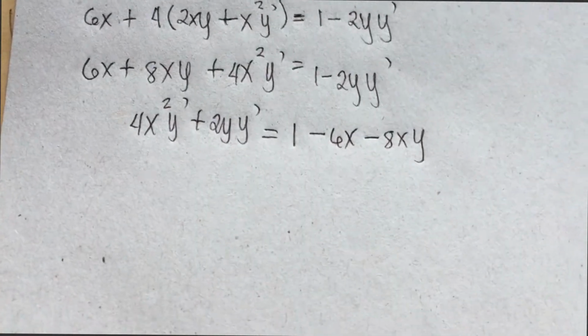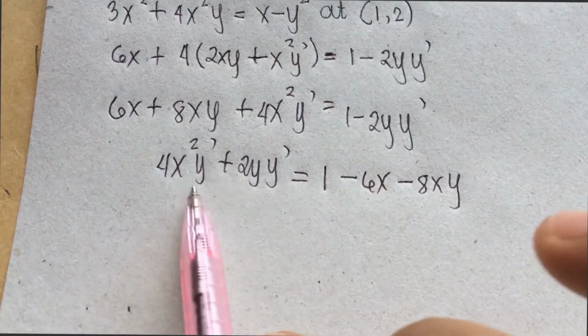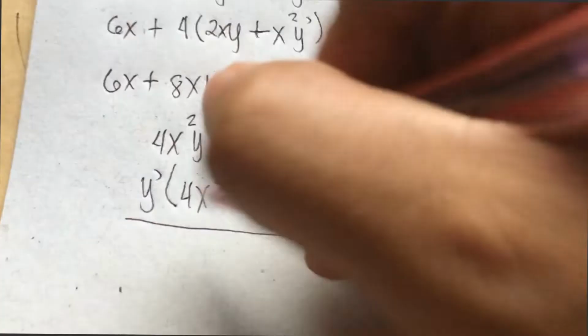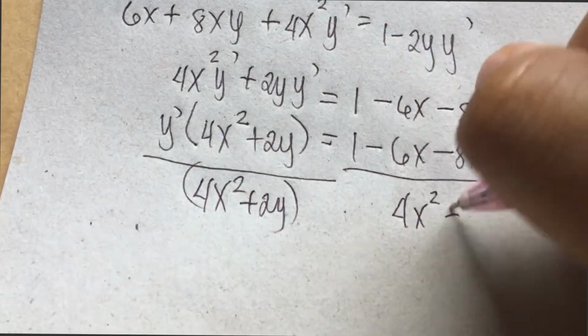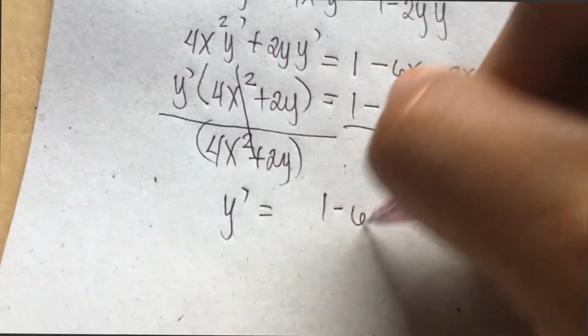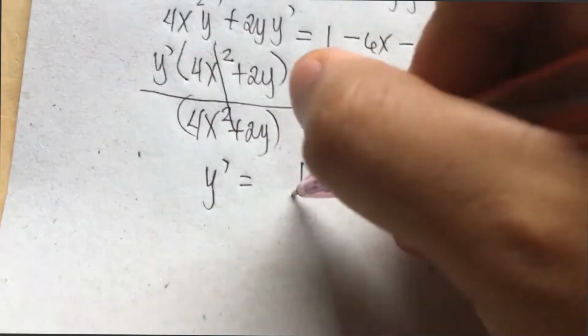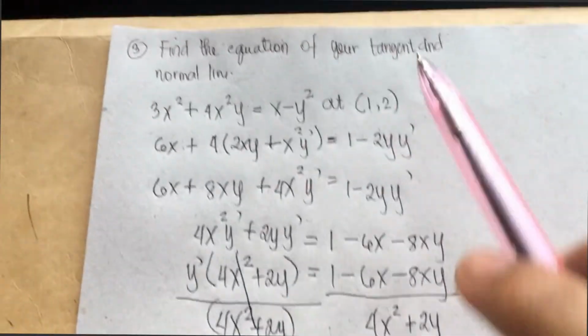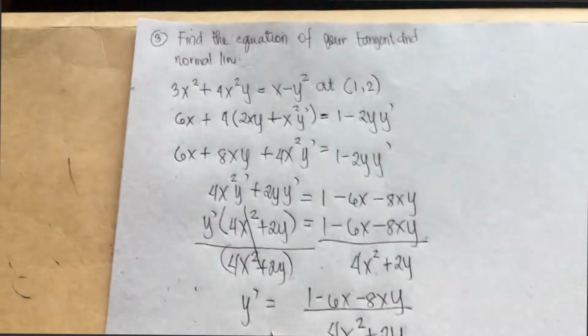Then, ano ang next step? You are going to factor out. Ilabas mo yung y prime. So, you have 4x squared plus 2y. Copy. Next, divide both sides by 4x squared plus 2y. And your y prime, we have 1 minus 6x minus 8xy over 4x squared plus 2y. And this is now the value of your y prime. That's the first step. Okay? In this kind of problem, you're going to find the y prime first.